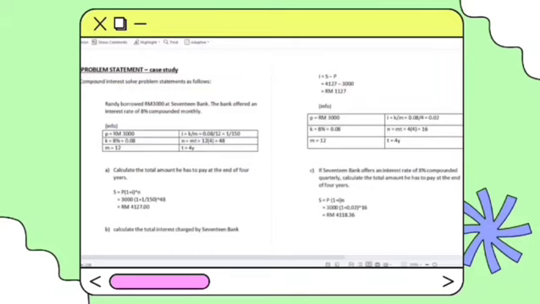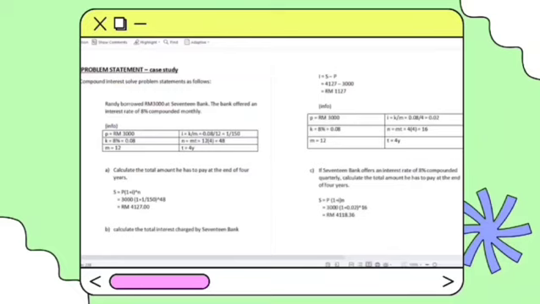For question A, calculate the total amount he has to pay at the end of 4 years using the formula S equals P open bracket 1 plus I close bracket to the power of N. The answer is 3,000 open bracket 1 plus 1 over 150 close bracket to the power of 48 equals RM4,127.